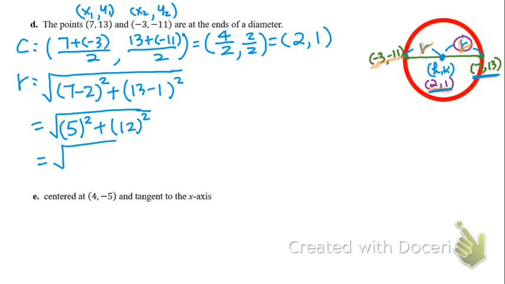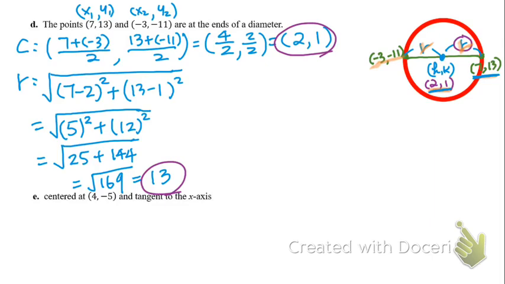And again, we have practiced how to find distance. You need to square the number first. 25 plus 144. I think we've done this before. This number seems very familiar. It's the square root of 169. So I got the radius. The radius is 13 and the center is (2, 1).